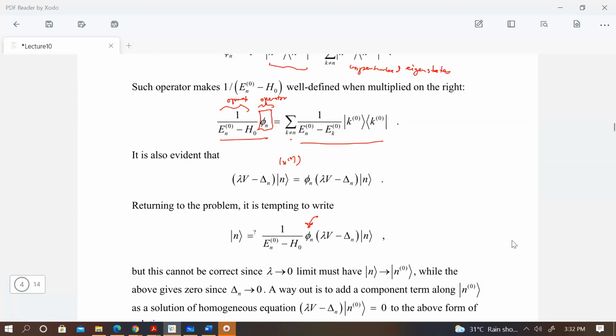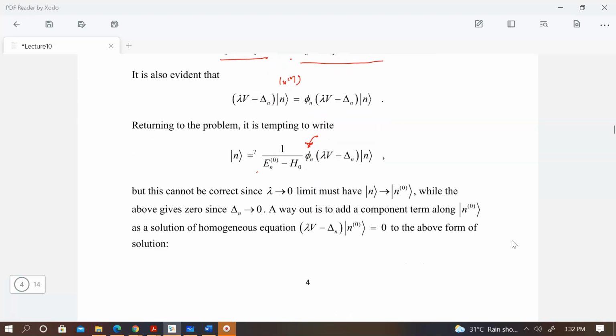But this one is not good enough, because why? Once you take the limit of your perturbing parameter to 0, that means you go back to the unperturbed situation. You require that your solution over here should be approximating the unperturbed case. But if you do that over here, you get essentially 0. So in other words, this kind of solution is not good enough. So we need to do something else.